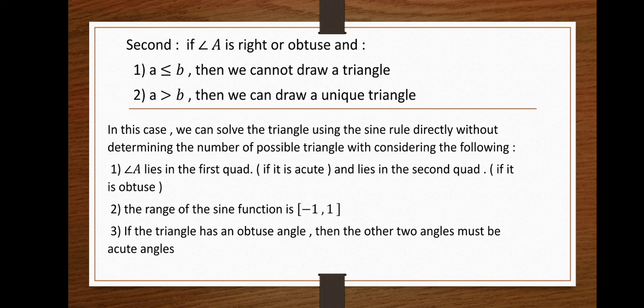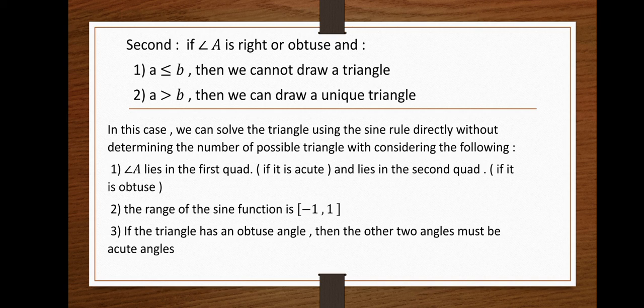Second, if angle A is right or obtuse: number 1, a smaller than or equal to b, then we cannot draw a triangle. a bigger than b, then we can draw only a unique triangle. In this case, we can solve the triangle using the sine law directly without determining the number of the possible triangles. Yes, and هنا 3 cases here.